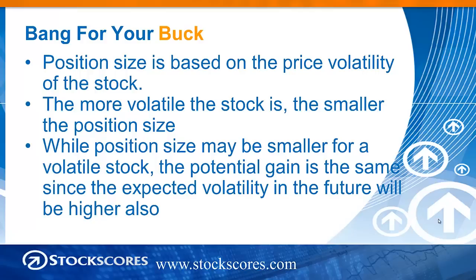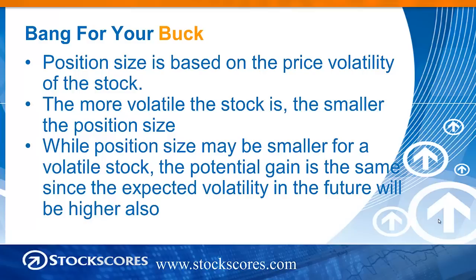Now, if the stock was less volatile and the difference between the stop loss price and the entry price was only 50 cents, well then we would buy 1,000 shares. I hope you get what I'm trying to put down here. The price volatility determines how big a position we take. And of course, the more volatile the stock is, the smaller the position size.